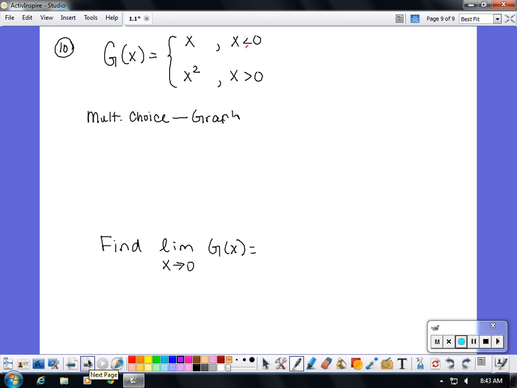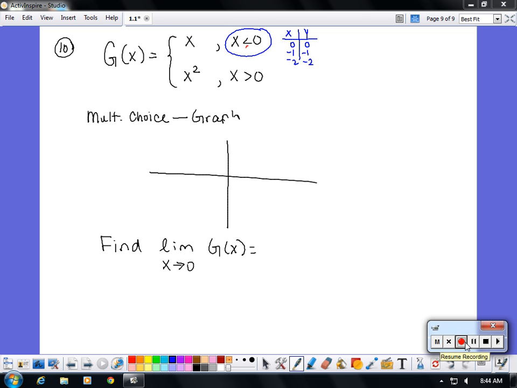Multiple choice. Pick out the graph of the piecewise. So on the first part, x is less than 0. Let's pick 0, negative 1, negative 2. If you plug in 0, you get 0, negative 1, negative 2. At 0, 0, since there's no line underneath, let me double check it, make sure there's no line. Yeah, there's no line underneath. So since there's no line underneath, we're going to put an open circle at 0, 0. And then all the other ones are going to be closed. So negative 1, negative 1, negative 2, negative 2. So here is your graph.